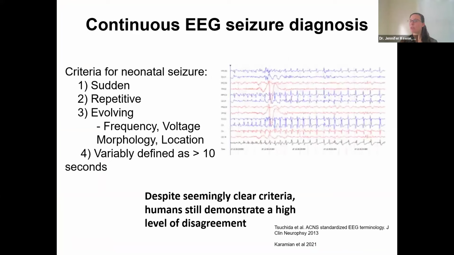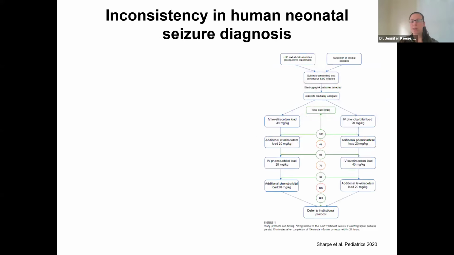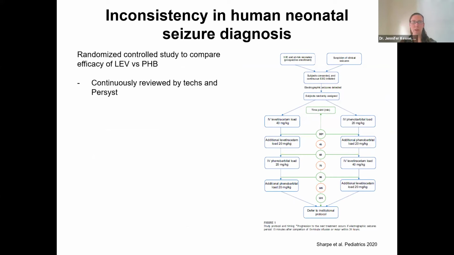Well, even though it seems like we should have clear-cut criteria for what a neonatal seizure is, and we do, it's sudden, repetitive, evolving changes, depending on which guideline body you're looking at. You may or may not use the 10-second guideline. Despite having these seemingly clear criteria, humans actually still have a very high level of disagreement. So, two examples. One comes from the Neonatal 2 trial, which is a randomized controlled trial to compare the efficacy of Keppra and phenobarbital that I suspect many of you are familiar with.